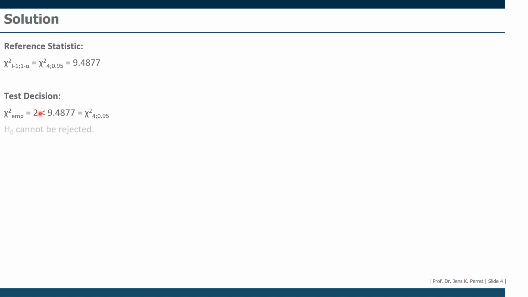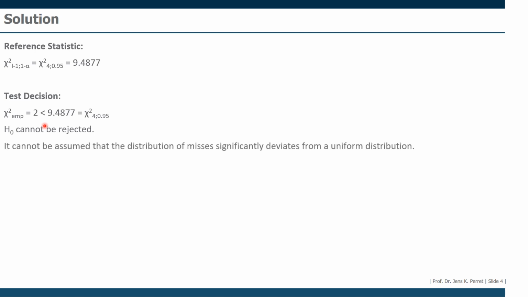Whenever this is the case, we cannot reject our H0 hypothesis. This means that the actual distribution of misses does not significantly deviate from the given distribution. So here, our misses across the different days of the week follow more or less a uniform distribution.